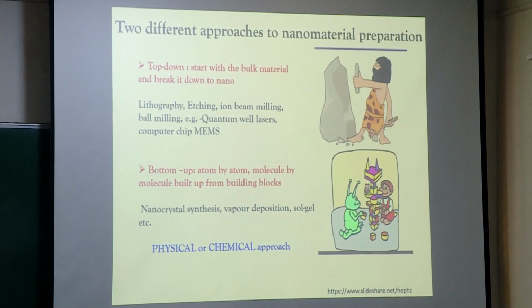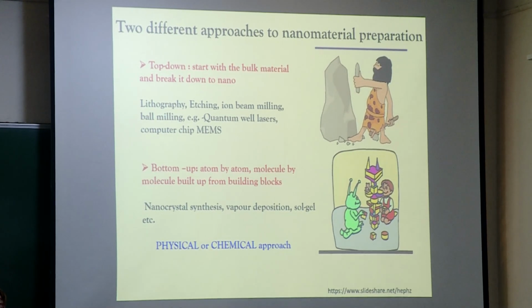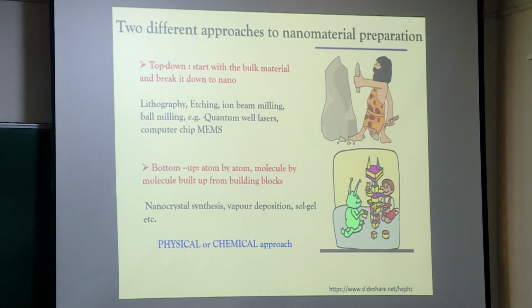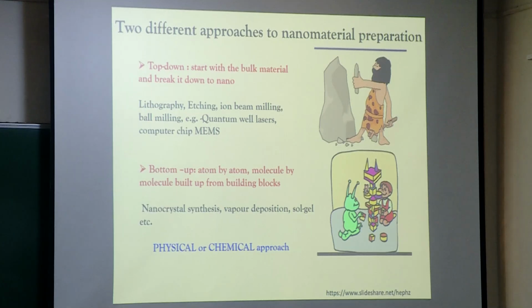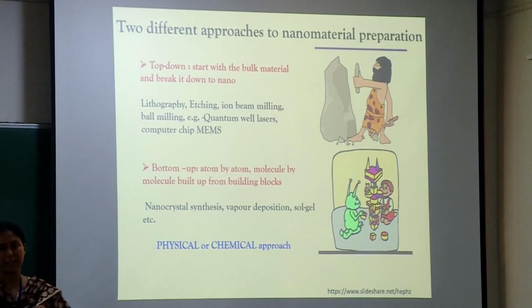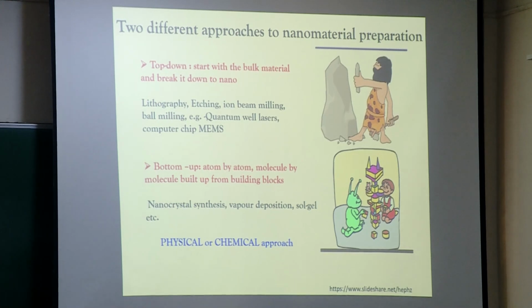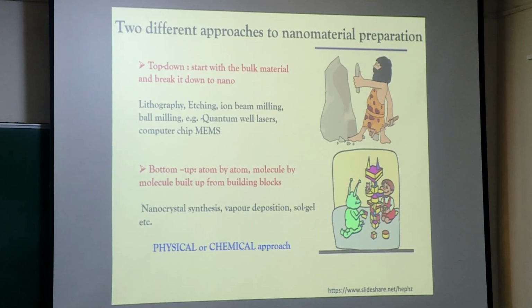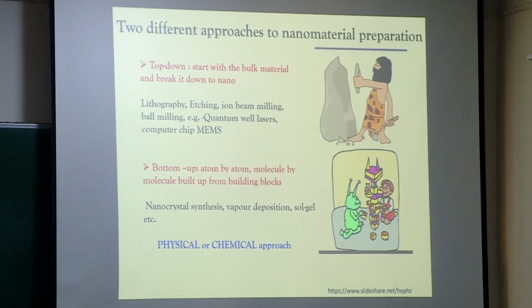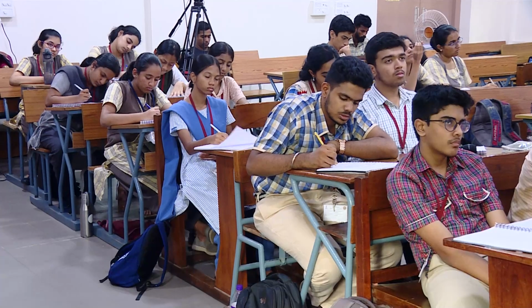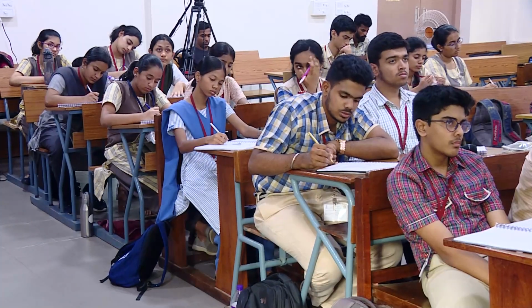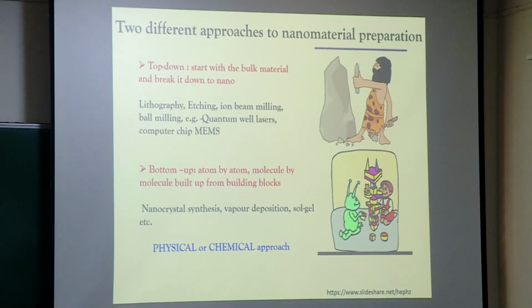You can have two methods of synthesizing nanomaterials. You start from a gold bar and come to a nanomaterial. That is called the top-down technique of synthesizing nanomaterial. You have several examples: lithography, if you have heard, for etching and ion milling, quantum well lasers, etc. We are not going into details, but you can be aware of what the possible synthesis techniques are.